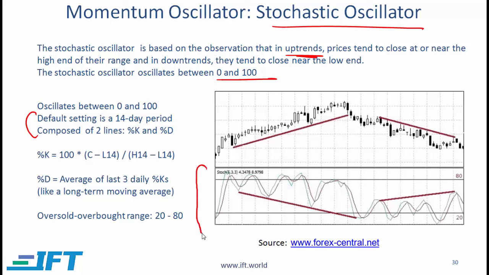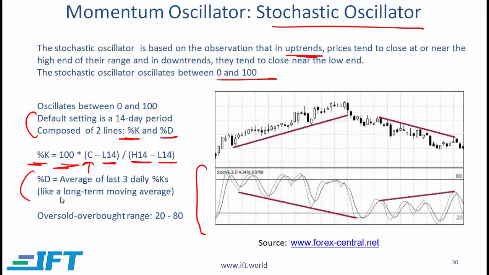and as you see over here, the stochastic oscillator has two lines. One is called percentage K, the other is called percentage D. You calculate percentage K by doing 100 times C, where C is the most recent closing price, minus L14, which is the low price over the recent 14 days, divided by the high over the recent 14 minus the low over the recent 14.